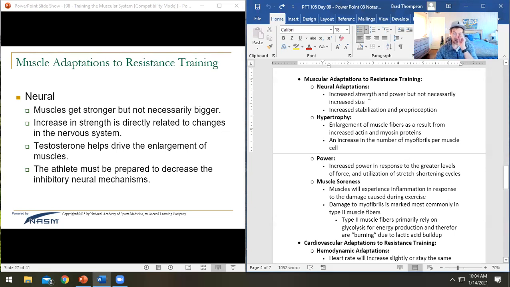And so, neural adaptations that we're going to see, maybe it's an increase in strength and power. Other neural adaptations that I would argue are more important are the development of stabilization and proprioception. Remember, proprioception is your body's ability to understand what position it's in, where it is in space. Through strength training, I might develop the ability to lose my balance for a second, but then stabilize and get back to whatever position I need to get into. And that's going to keep me safe when I'm living my life out in the world.